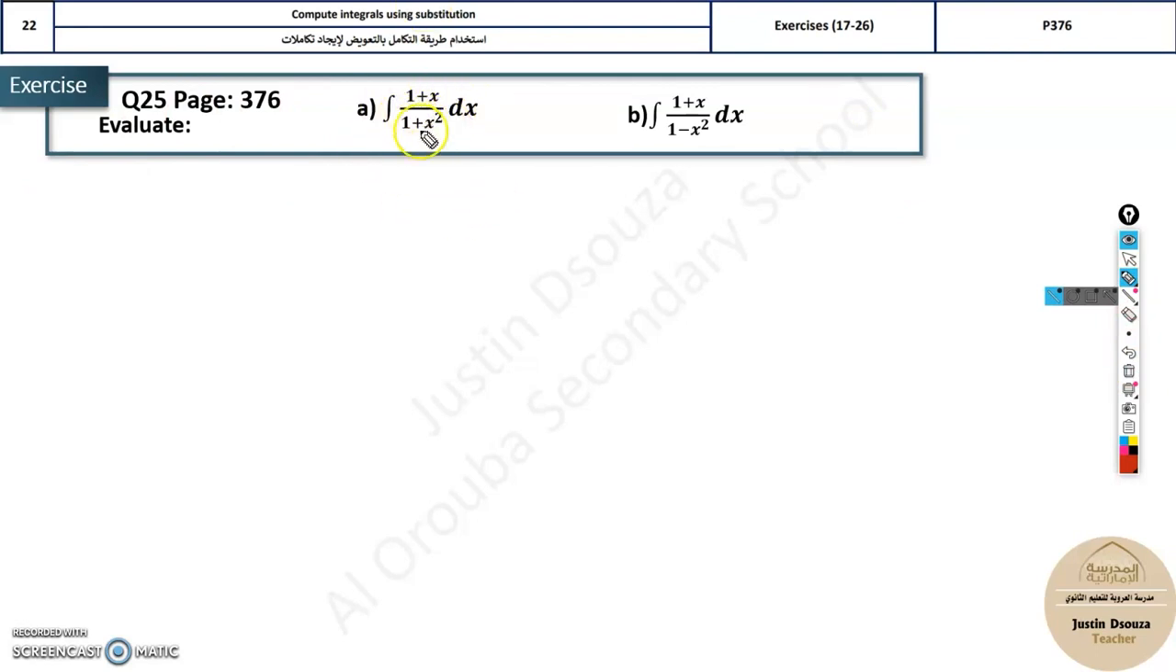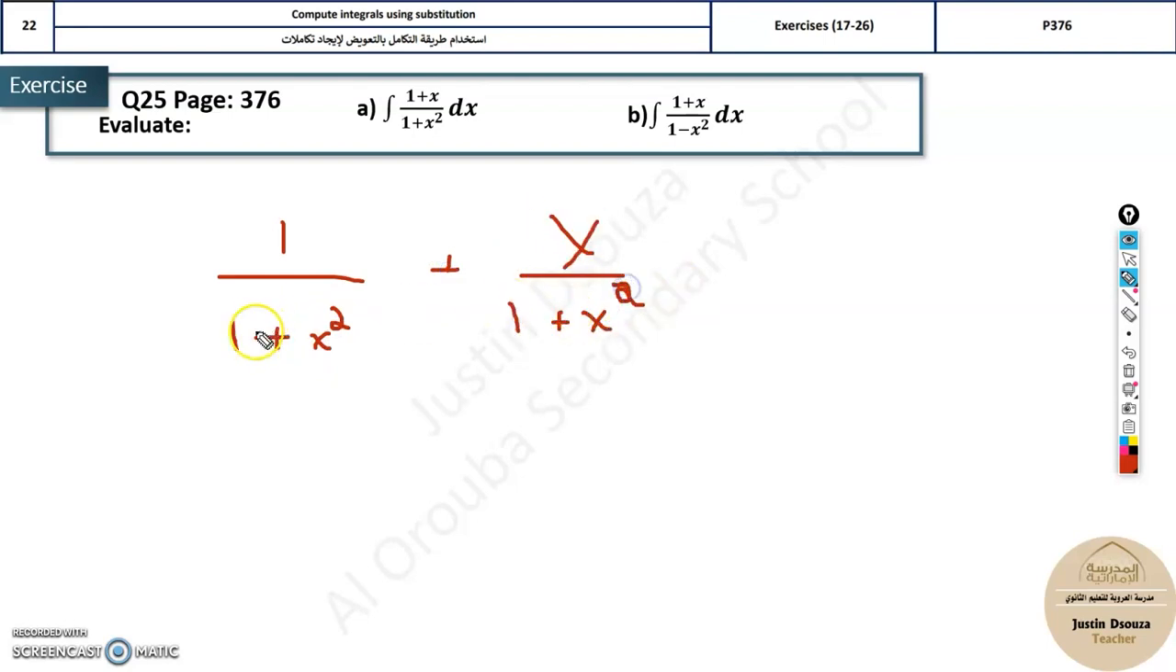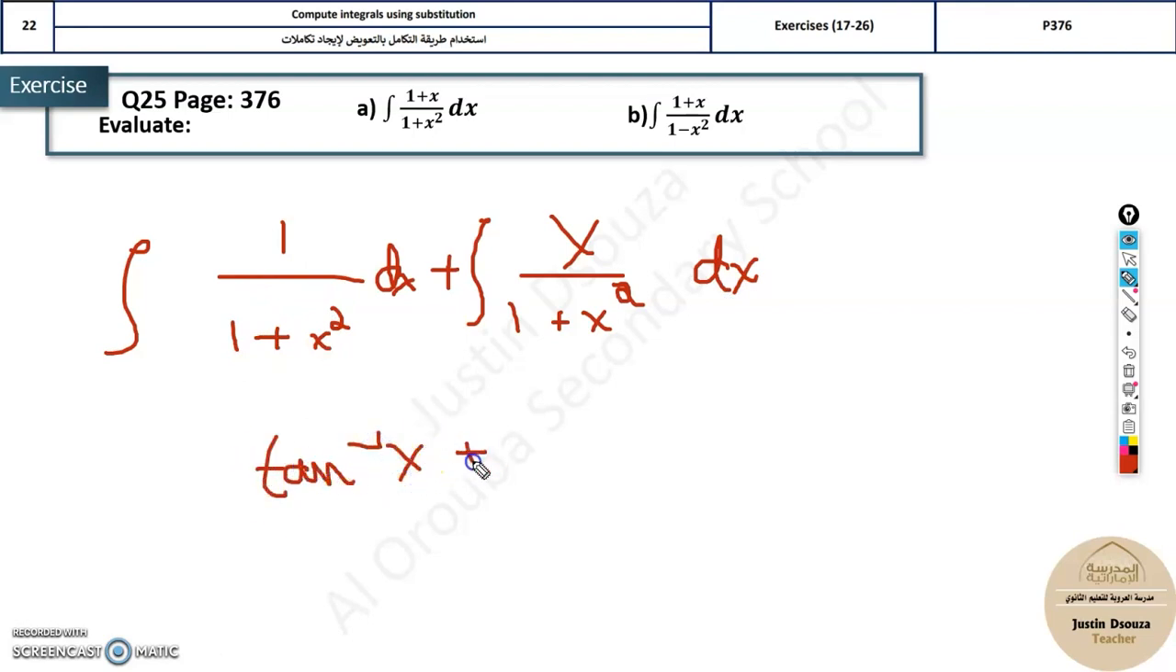Now, instead of having the denominator everywhere, I'll do this: 1 plus x squared, plus x divided by 1 plus x squared. Now it's easier. See, left side I know. What is this? 1 plus x, integral of, okay, it should be dx on both sides. Now, integral of 1 by 1 plus x squared is tan inverse x. So that is very simple.